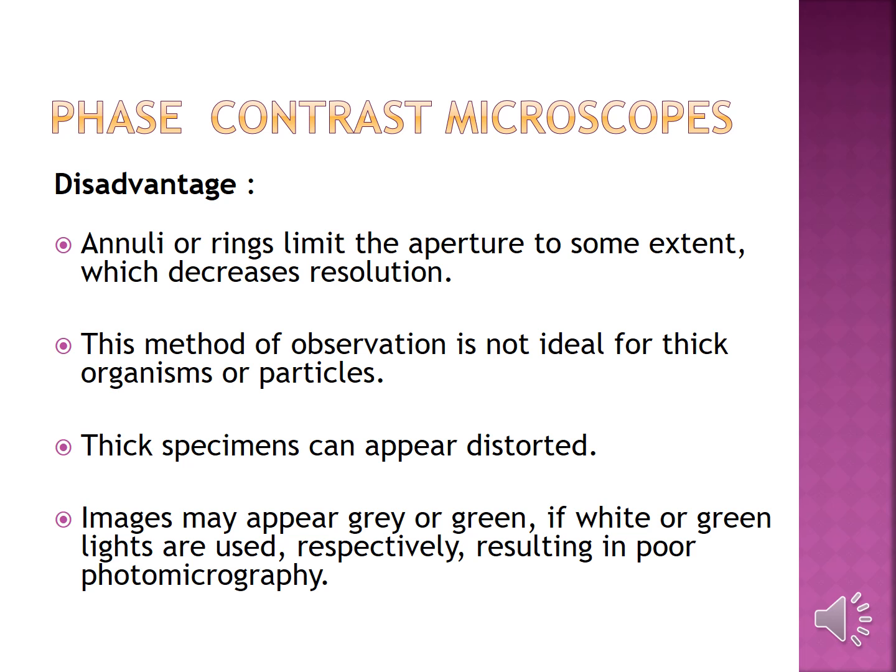Disadvantages: the annular ring limits the aperture to some extent, with decreased resolution. This method of observation is not ideal for thick organisms or particles. Thick specimens can be distorted. Images may appear grey or green if white or green light is used, respectively, resulting in poor photomicrography.